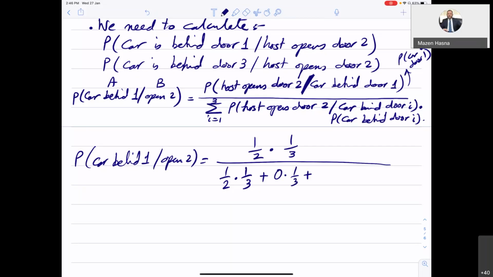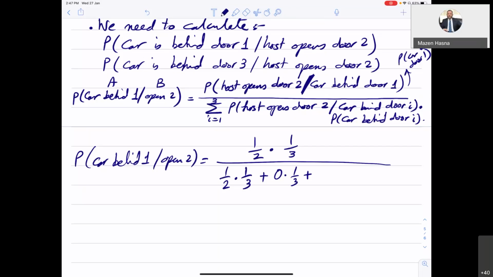The last one: what's the probability that the host opens door 2 given that the car is behind door 3? 1/2? No. What options does he have? Imagine the situation. It's 1. Why is it 1? Imagine the situation here: you picked door 1, so door 1 is now out of the picture.